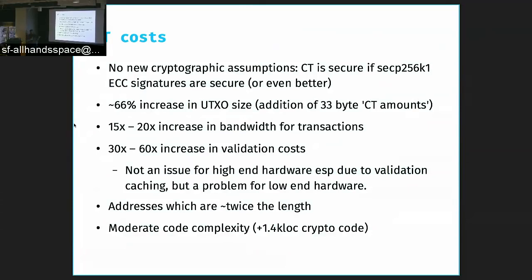It does also result in addresses which are twice the length. The reason that addresses are longer is because CT needs to include an additional public key in the address, which is used to effectively encrypt a message to the receiver so they know how much you're paying them. Otherwise, they won't know how much you're paying them. And there's a complexity hit. The main part of my implementation of CT adds about 1,400 lines of code. And this is pretty small compared to the rest of the crypto code in Bitcoin, but it's a cost. It's as small as it is because I was able to heavily leverage existing infrastructure as well.